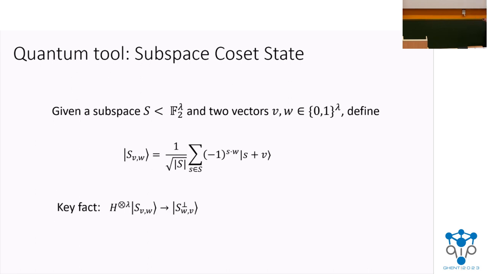So the key fact about these states is that you can switch between these two representations of them by applying a Fourier transform, in this case just Hadamards. So you can either get S plus V or S perp plus W, but intuitively you shouldn't be able to get information about both S plus V and S perp plus W at the same time.